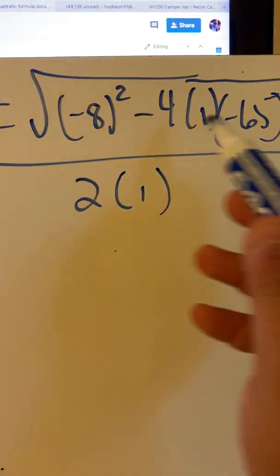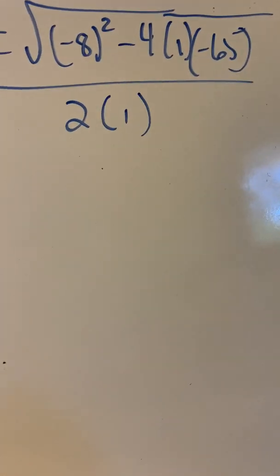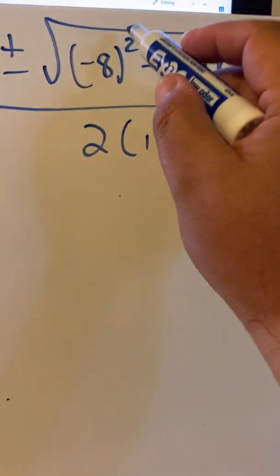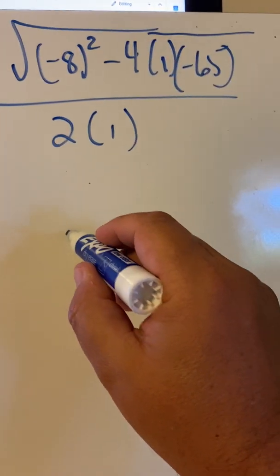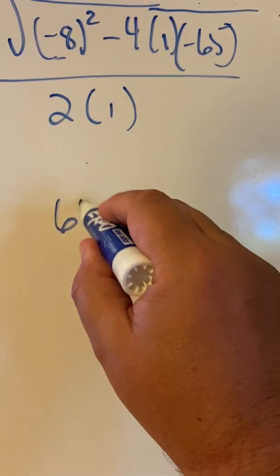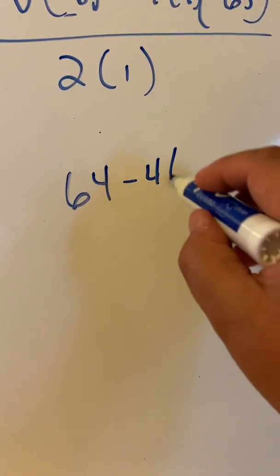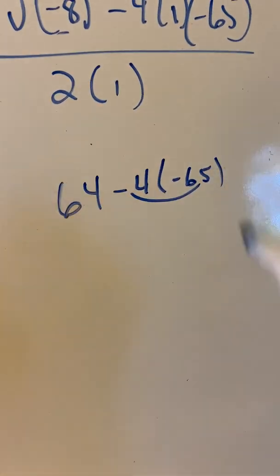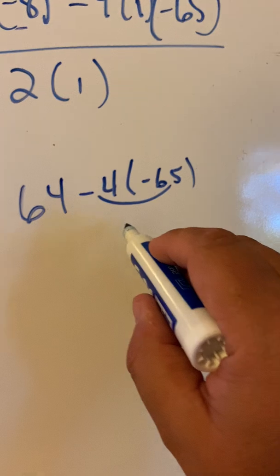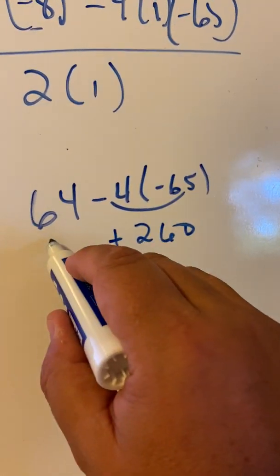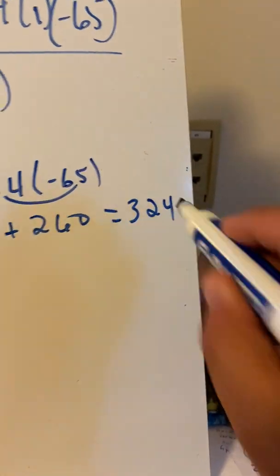Now, the discriminant is the first thing that you've got to work with. It's like parentheses here. You've got to get rid of the radical first in this problem. Negative 8 squared is negative times negative is positive. 8 times 8 is 64. So this turns into 64 minus 4 times 1, which is 4, times negative 65. Negative 4 times negative 65 is a positive 260. So 260 plus 64 is equal to a positive 324.